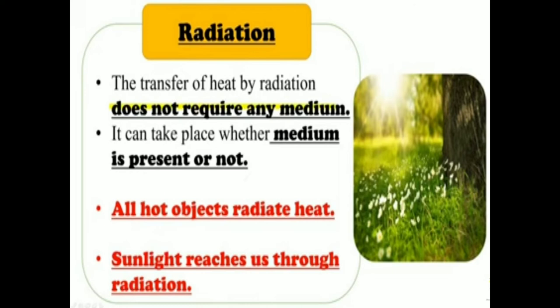Okay, the next concept is radiation. When we come out into the sun, we feel warm. How does the heat from the sun reach us? It cannot reach us by conduction or convection, as there is no medium such as air in most of the space between the earth and the sun. From the sun, the heat comes to us by another process known as radiation.